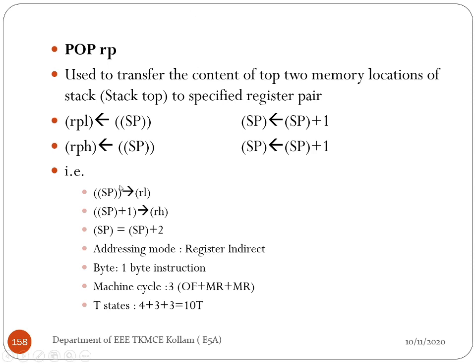The first operation is, whenever this instruction is executed, content of memory location pointed by SP, that is stack pointer, is transferred into low order register in register pair. Then SP is incremented by 1. SP becomes SP plus 1. Then content of memory location pointed by SP is transferred into higher order register in register pair. Then SP is again incremented by 1. Now totally, SP becomes SP plus 2.